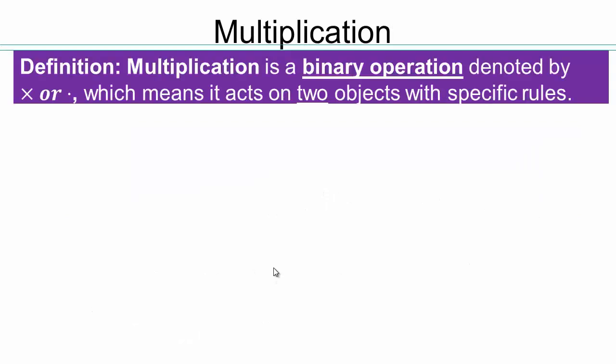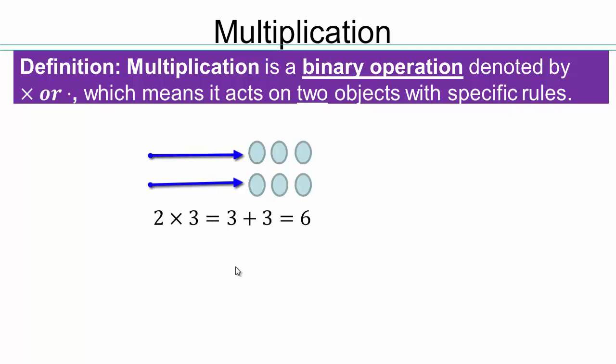Without addition, we do not have multiplication. Multiplication is also a binary operation, and it's denoted by this cross sign or the X sign, or sometimes with a little dot. And it also acts on two objects with some specific rules. Let's just look at the following. If you lay down 2 rows of 3 objects, we can write that as 2 times 3.